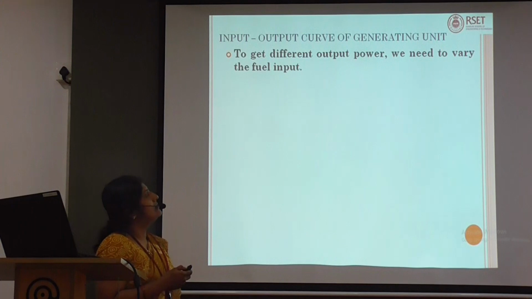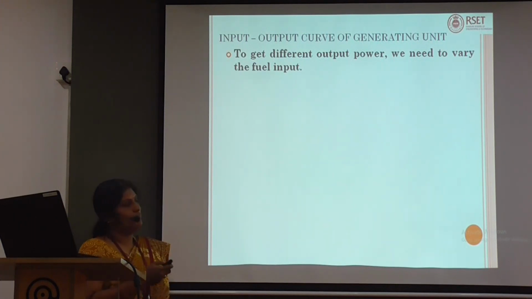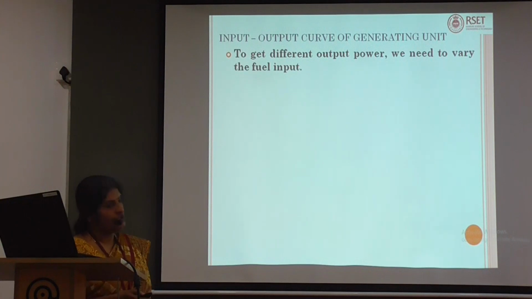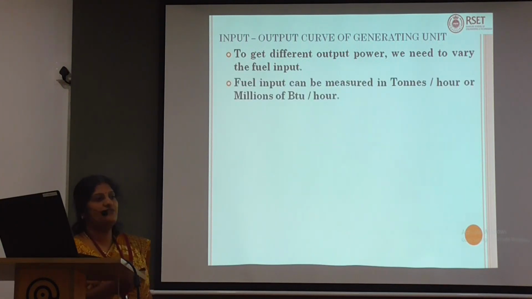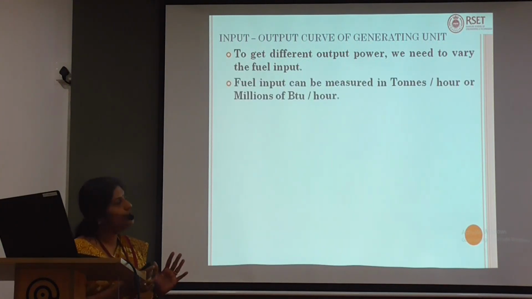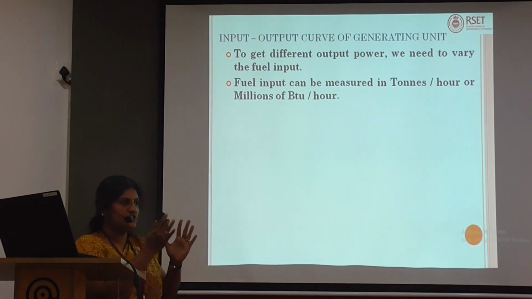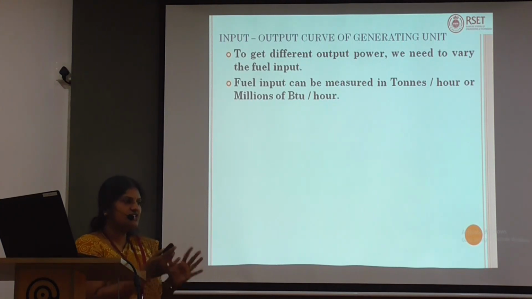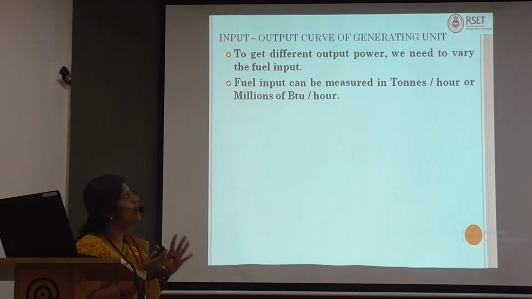So if we want to vary the power output of a generator, we have to vary the fuel input that is being given to that particular generator. And how is this fuel input measured? Usually the fuel input is measured in tons per hour or in MBTU per hour, million British thermal units per hour.